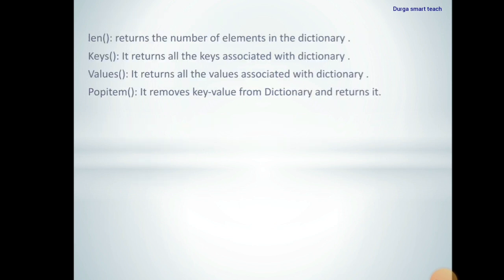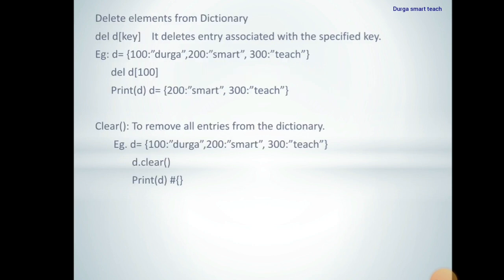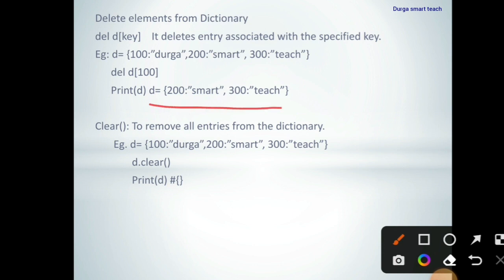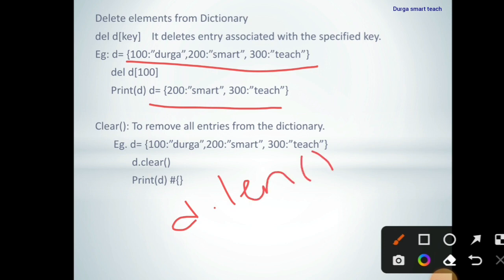Okay, some more functions are len, keys, values, popitem. Let's see them one by one. First one is the len function. The len function is used to return the number of elements present in the dictionary. Suppose this is the dictionary. If you want to know the length of this dictionary, then you need to use len of d. It will print the number of elements. The number of elements are 1, 2, 3, so it will print 3.